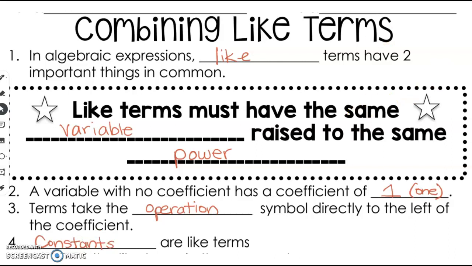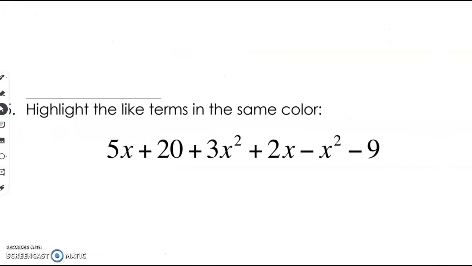Let's take a look at our next frame. What they're saying is our constants are like terms, meaning this 20 and this 9 are both the same type of term. In order to separate and organize my terms, I'm going to do it in different colors and different shapes. Sometimes you're writing with a pencil and you can't use a different color. You can always use different shapes.